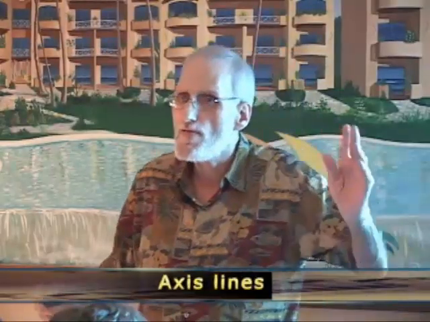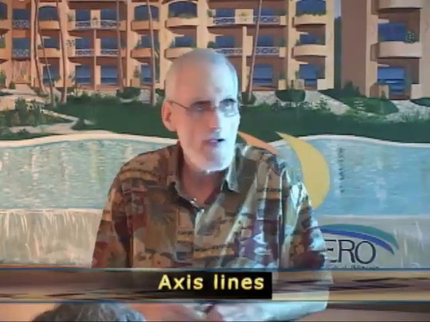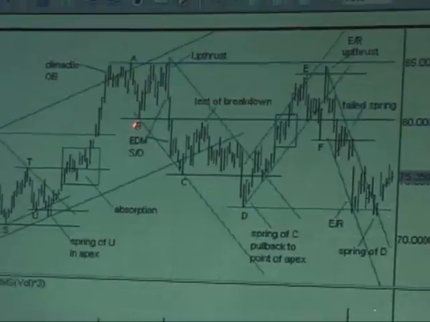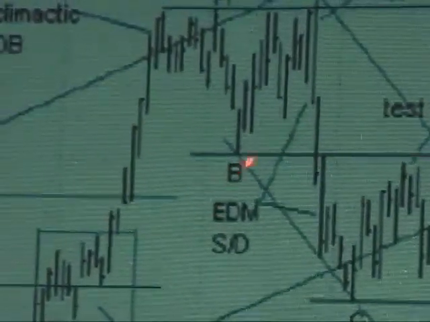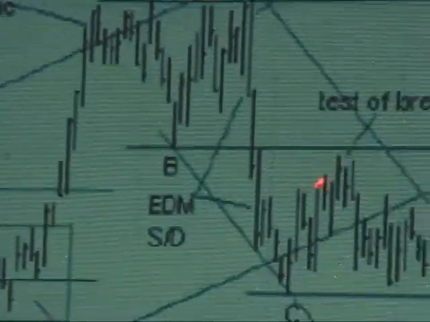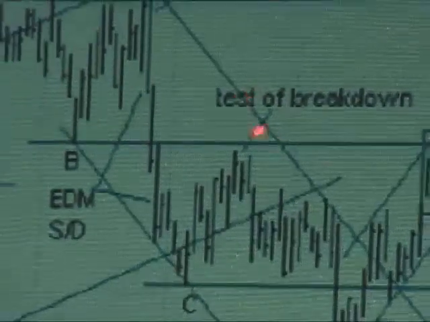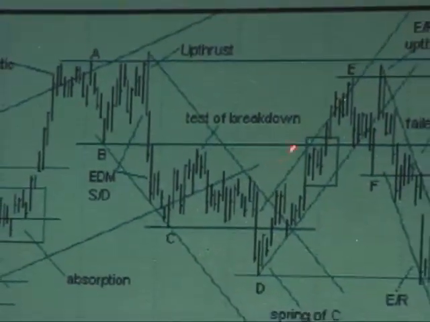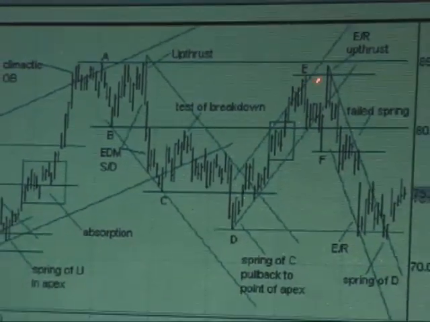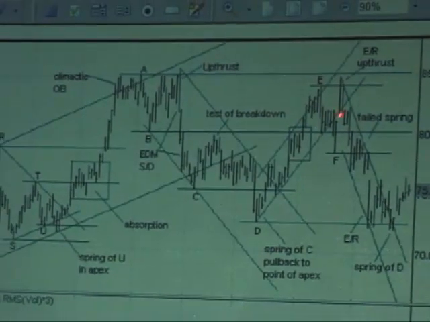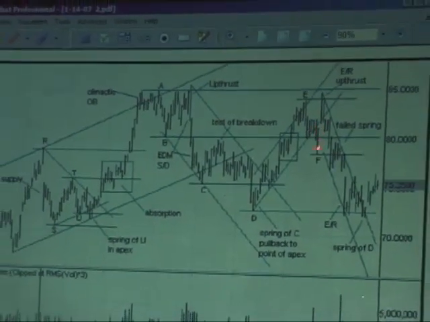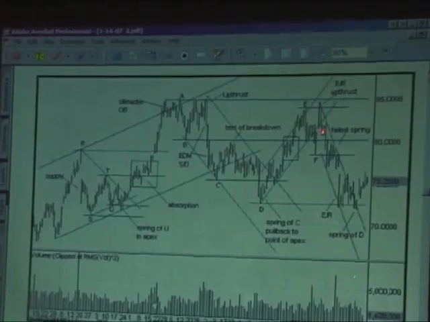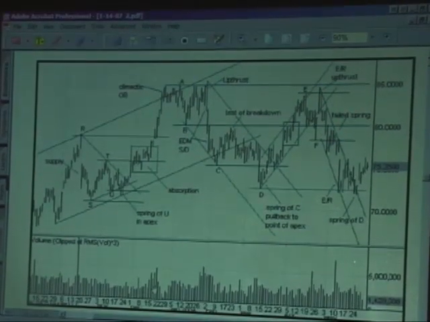I'm always looking for lines on charts that I call axis lines, where prices have revolved back and forth. For example, line B. Line B was support here. It was resistance here on the test of the breakdown. Here it was absorbed. After the rally to E, it tried to hold there temporarily. It went under it, but it didn't close under it at point F.